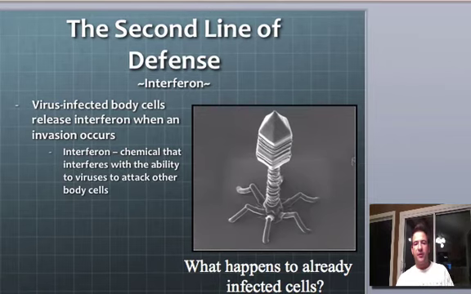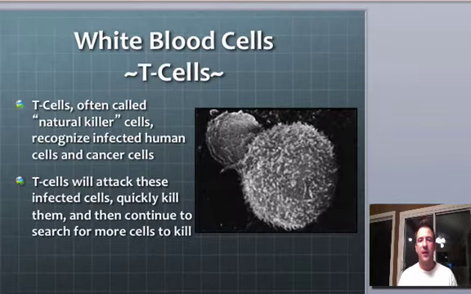So again, the interferon. Virus-infected cells release interferon when an invasion occurs. I'm not going to go too much into that. But back to the white blood cells. Now these T cells are important. You're going to want to know the difference between T and B cells. T cells are often called the natural killers, and they recognize infected human cells and cancer cells. They'll attack these infected cells and quickly kill them and then continue to search for more cells to kill. That's their job. So T cells are the killers, and you want to remember that.